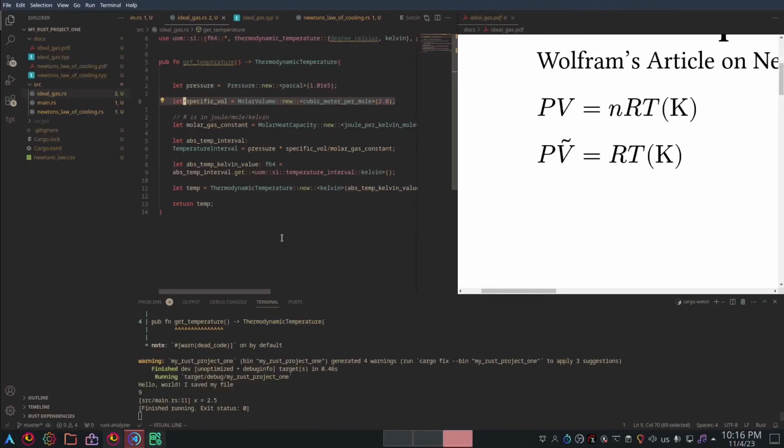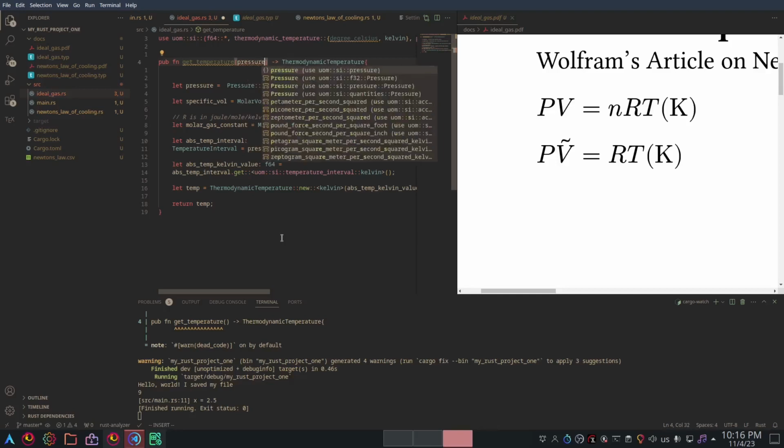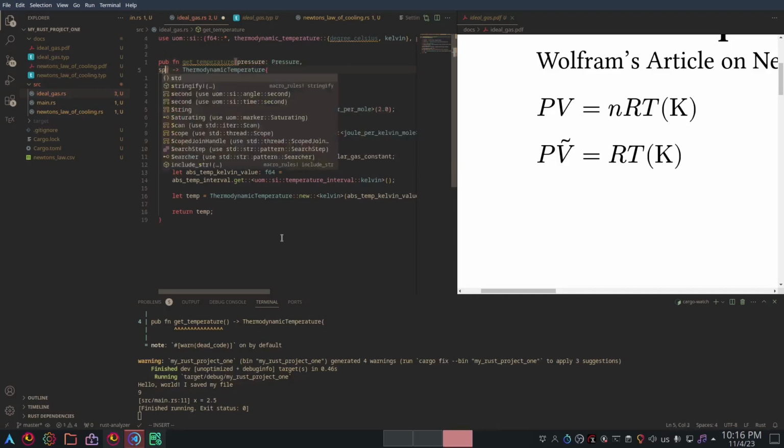So what can you do? You can give these two parameters as inputs. So what you can do here, instead of get temperature, is get temperature based on a pressure that you give and a specific volume.